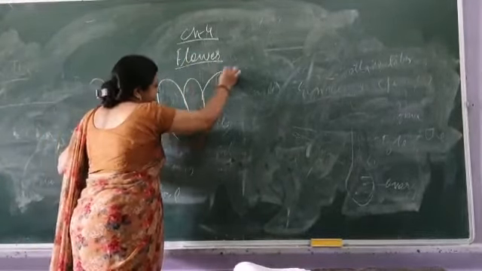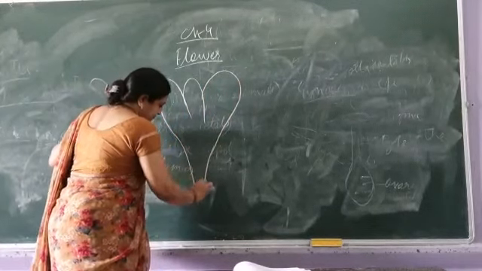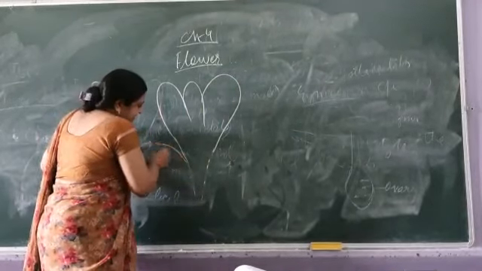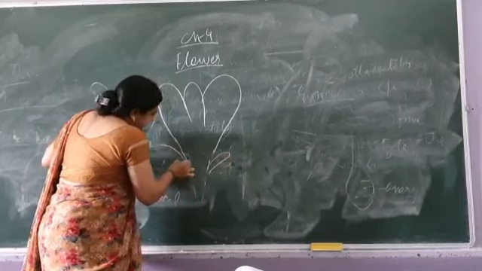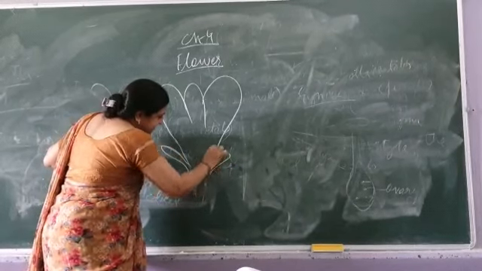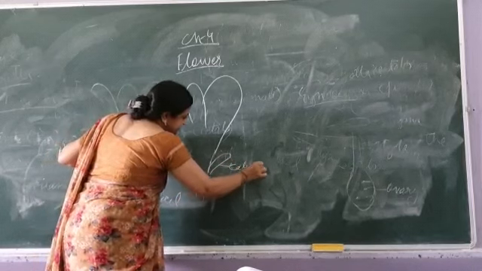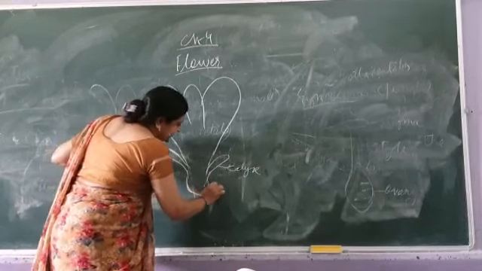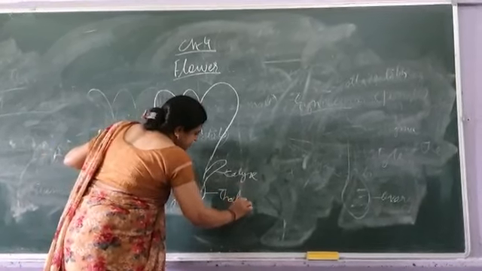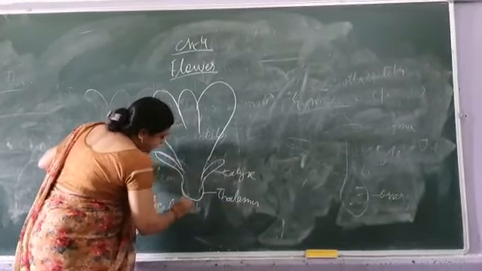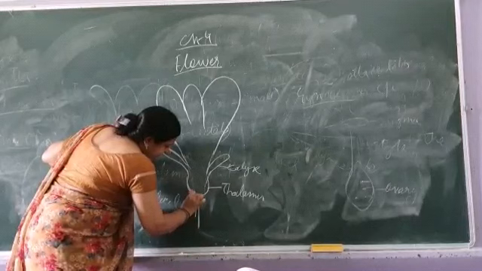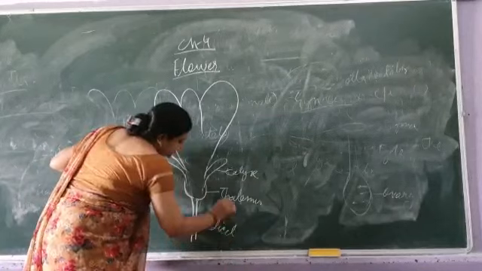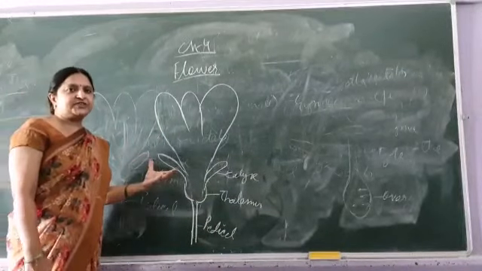This is the colored part of the flower, and this colored part arises from the green structure, which is called calyx. This green structure is based on a cup-shaped structure, which is called thalamus. From the thalamus a stalk-like structure comes out, and this structure is called pedicel. This pedicel helps the flower to attach to the plant.